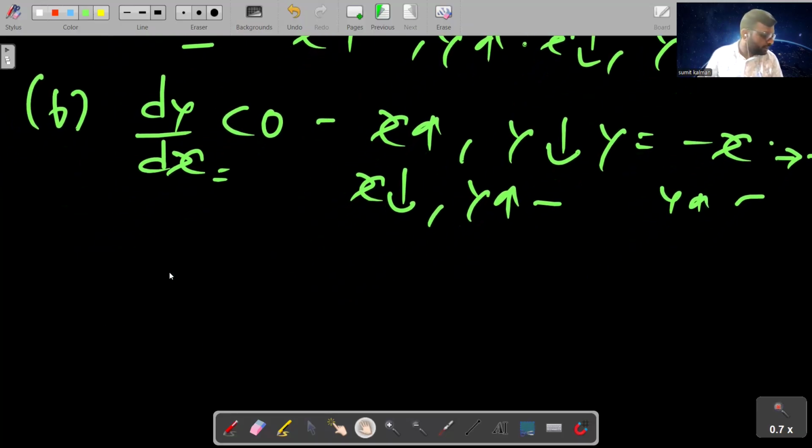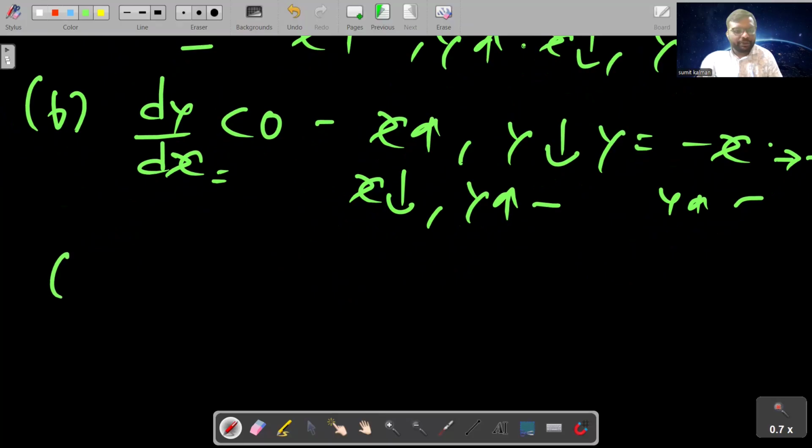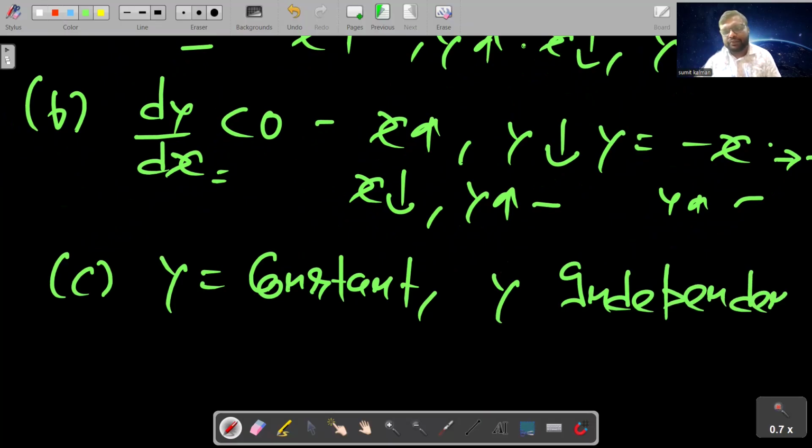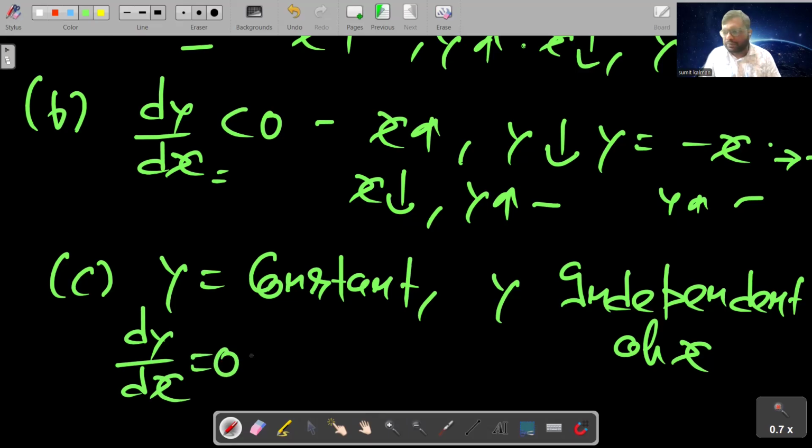Next is c. When y is equal to constant, then what will happen? Y will not change with x. In other words, y is independent of x. And in this case, dy upon dx will come out to be 0. These are the applications in physics.